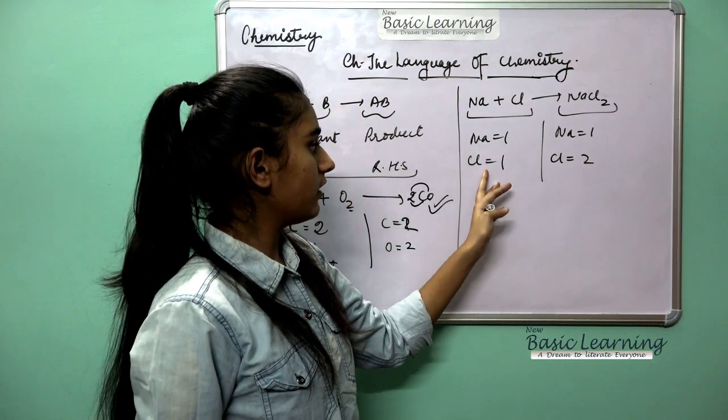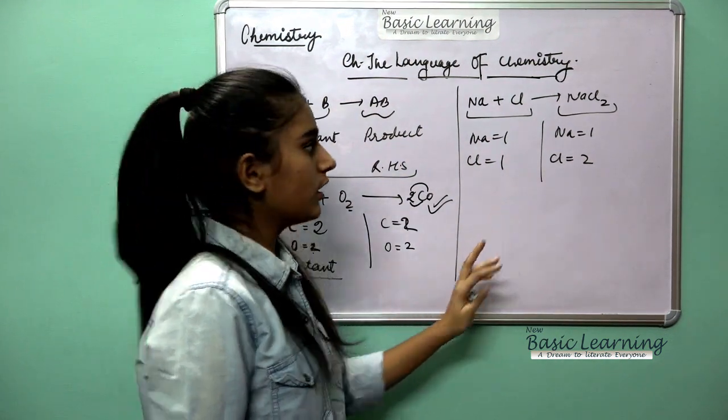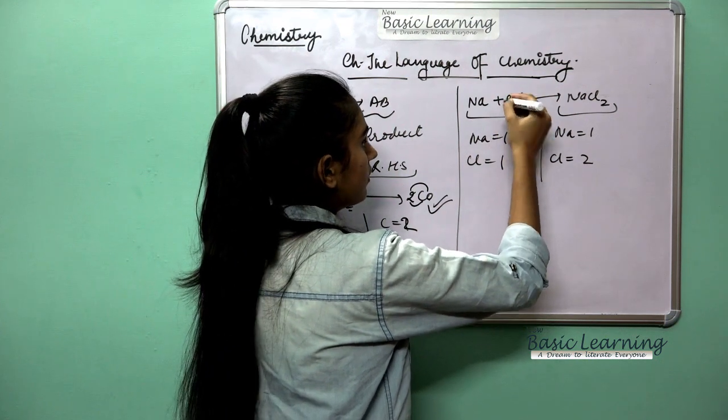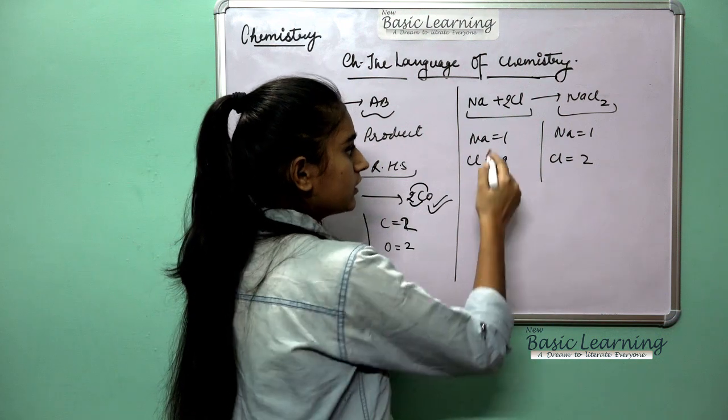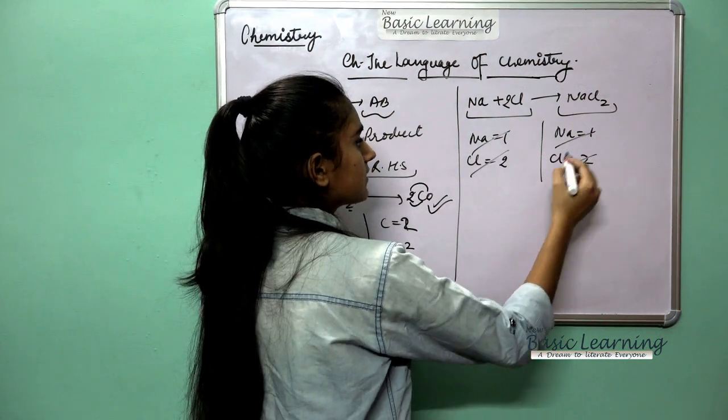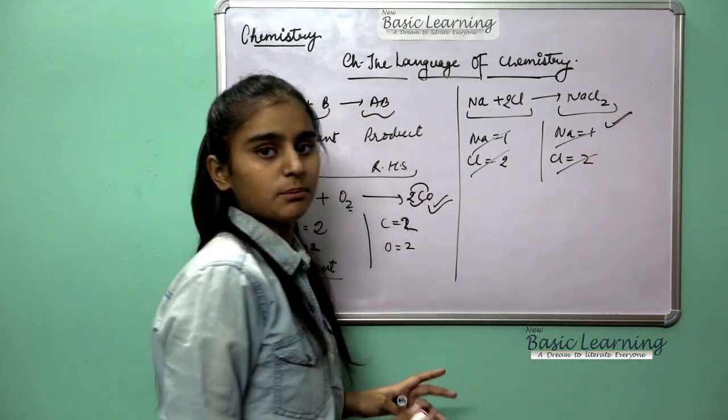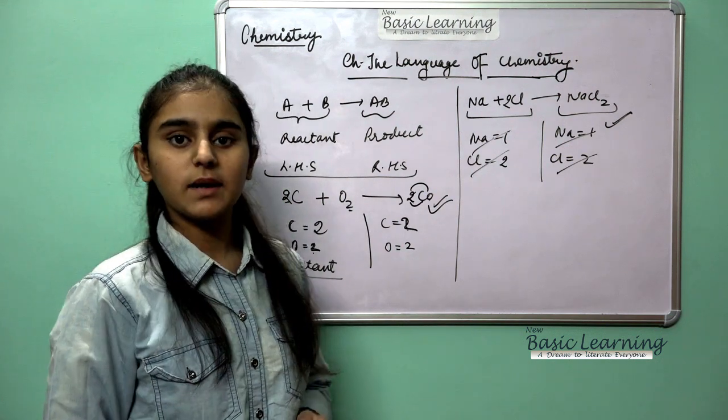What will we do here to make it also 2? We will add 2 here. So the number of moles for chlorine becomes 2. This is balanced. The chemical equation is balanced. I hope the hit and trial method is clear to you.